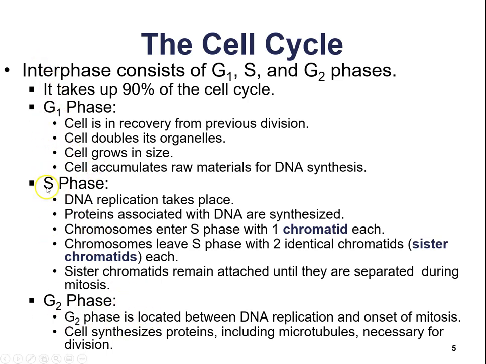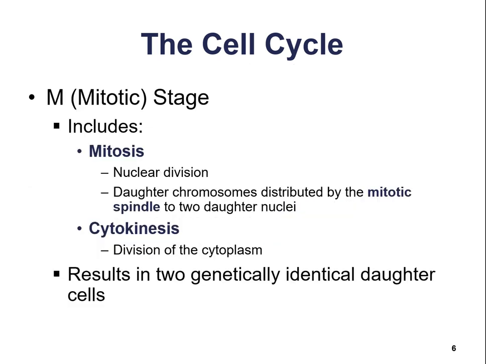In the G2 phase, again, this is the order that they occur in too. We should know that: G1, S, and G2. In the G2 phase, basically, this phase is between DNA replication and mitosis, okay? The cell basically is getting ready to divide. It synthesizes proteins that are needed for mitosis, like microtubules, okay? That's one example, but there are many other proteins that are necessary for cell division as well.